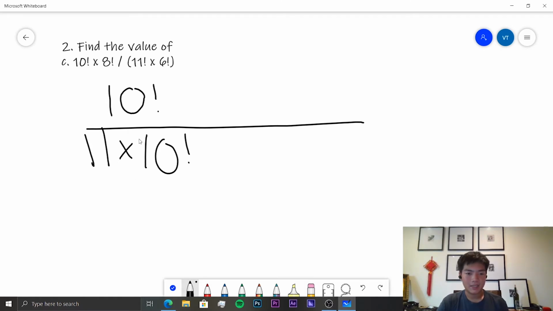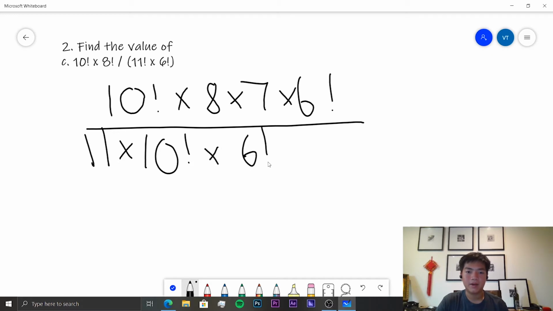So we can write in this kind of form. Split it up into 11 times 10 factorial, and this will make our life easier later. Similarly, on top, we can write 8 factorial as 8 times 7 times 6 factorial, so that we can easily remove the 6 factorial on the bottom. So as you can see here, we have something much simpler than writing out all the numbers.